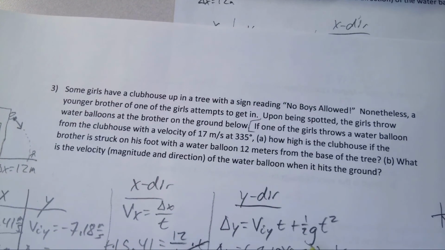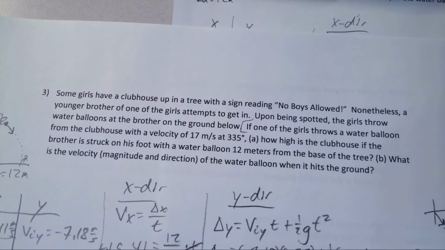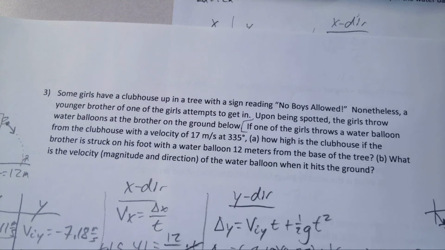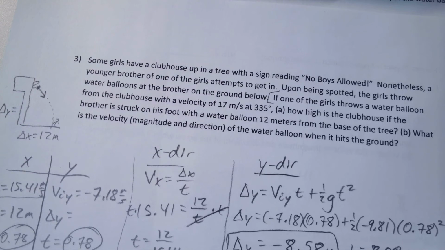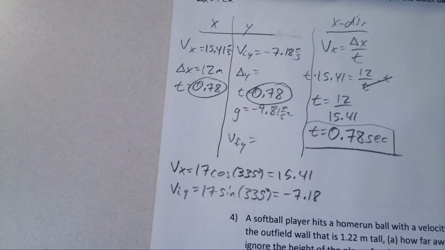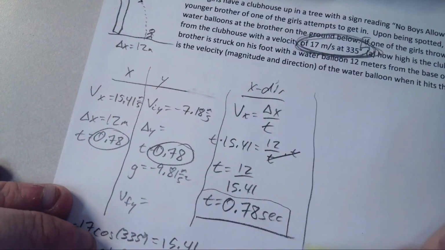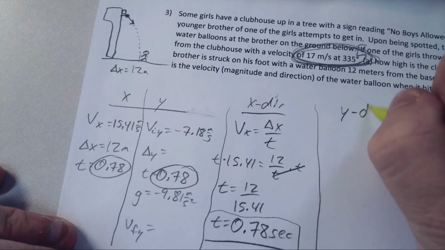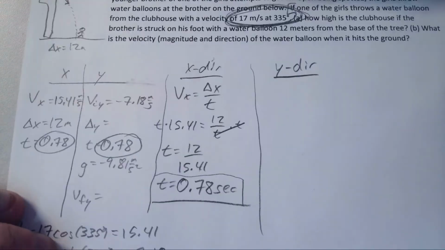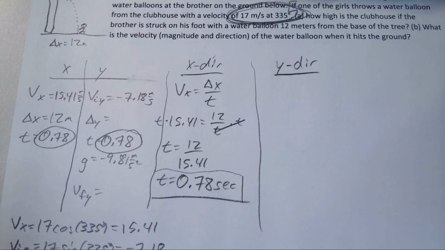We could use this equation right here because we don't know final velocity, and that's what I'm going to use as well. But you could solve for final velocity first and then use that to solve delta y. There's more than one way here. I'm going to go ahead and use the third because that's what we did with number 1 on the worksheet before.